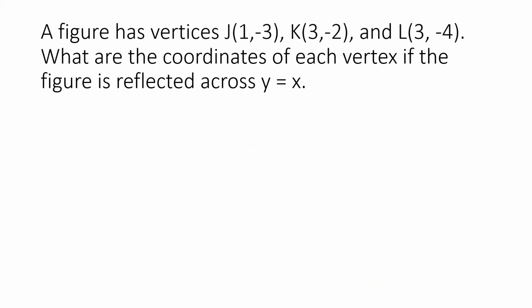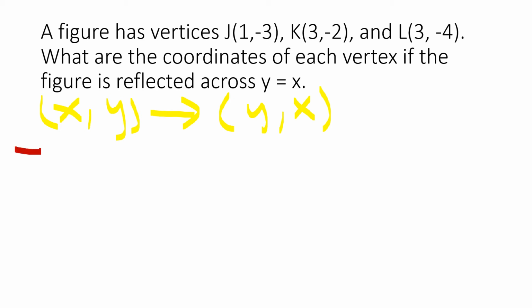If it has vertices J(1, -3), K(3, -2), and L(3, -4), what are the coordinates of each vertex if the figure is reflected across y equals x? So for reflection across y equals x, you have (x, y) as the pre-image coordinate. The x and y will switch.